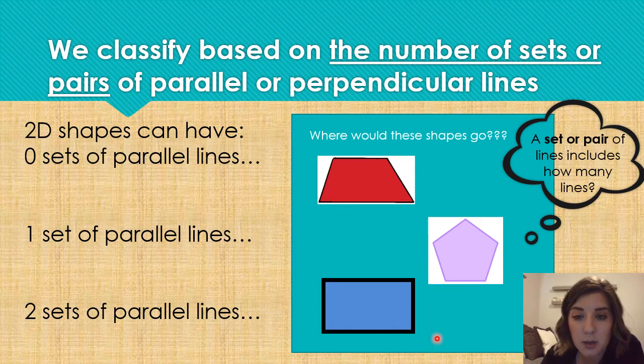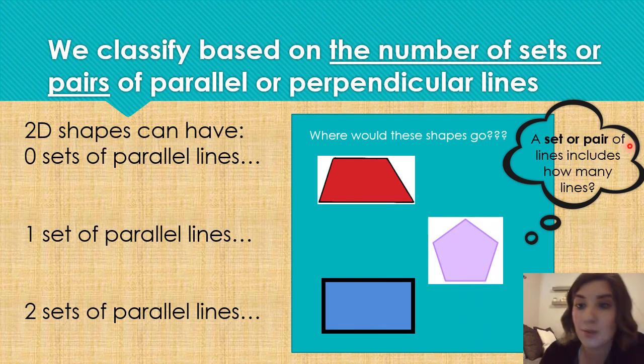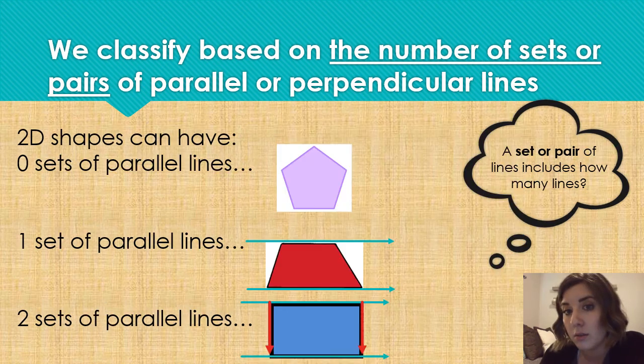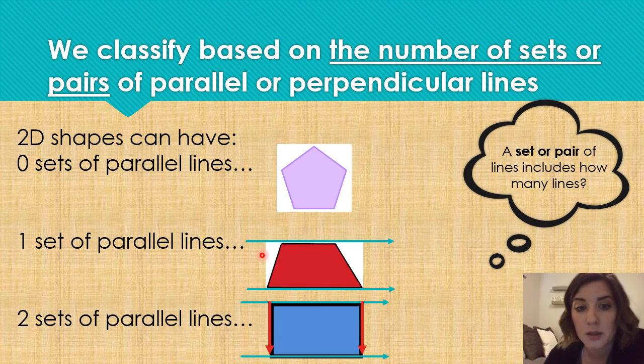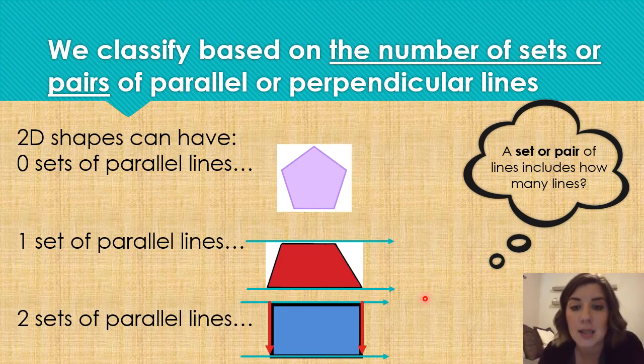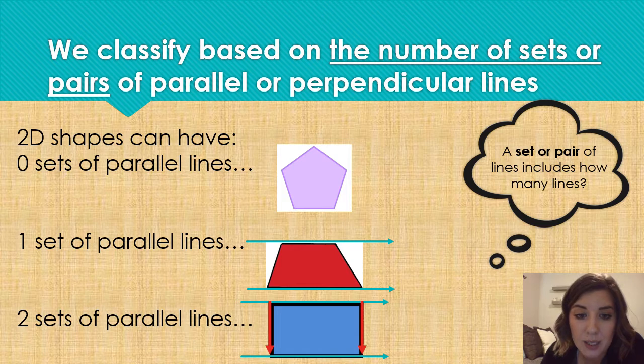I look here. I'm thinking, are these top and bottom parallel? Are these sides parallel? Then if I look at this, it's got 1, 2, 3, 4, 5 sides, so it's a pentagon. Are there any sides that I could continue in any direction and they would never touch? So this pentagon had 0 sets of sides. They're not going to touch at all. This trapezoid, the top and the bottom are parallel. That's 1 set. You need 2 lines to make 1 set. But the sides, if we continued these sides, they would go up and they would hit each other.